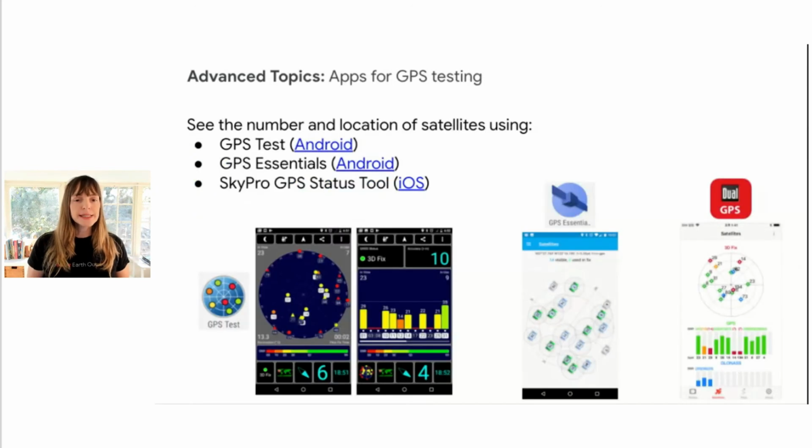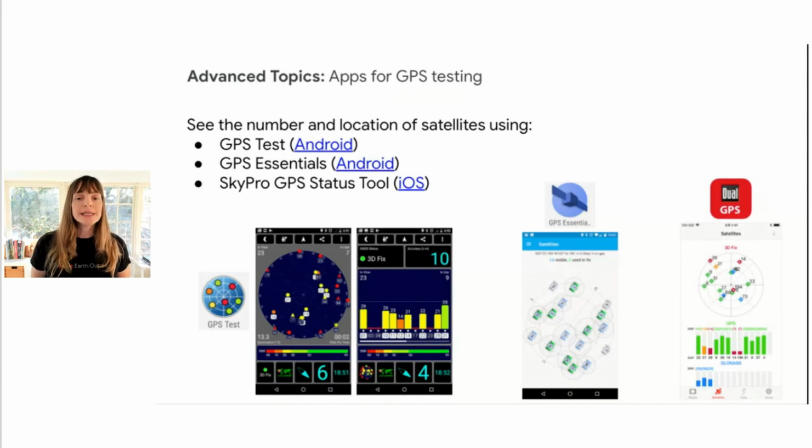Another topic is GPS testing. In some environments, such as heavy tree cover or in a canyon, like an urban canyon or a very hilly environment, you may have trouble getting GPS signal. I like to use an app to give me an idea of how many satellites my phone is seeing. So you can see here a couple of good examples of apps for both Android and iOS.